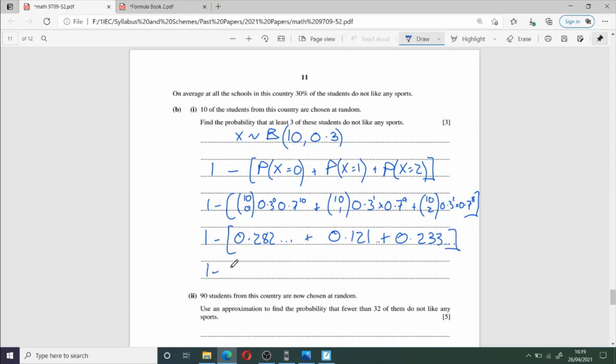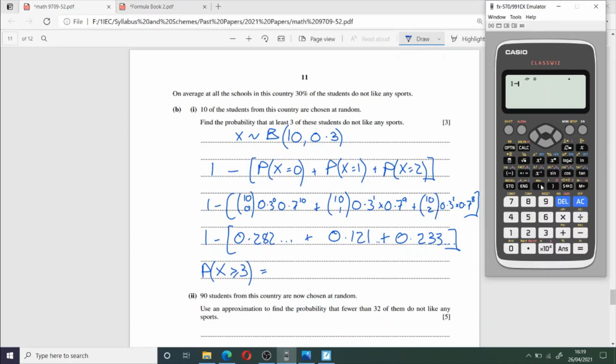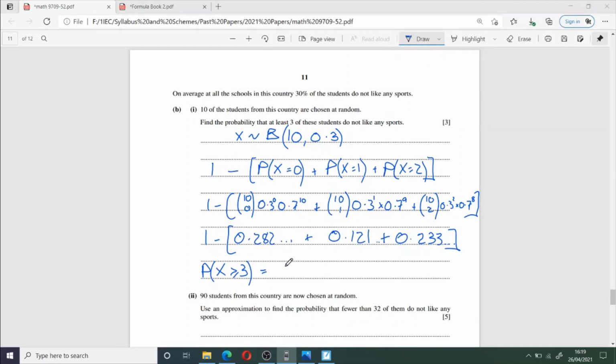I'm now going to do 1 minus all of that. So P that x is greater than or equal to 3 is 1 minus recall A, add recall B, add recall C. So the probability is 0.617.